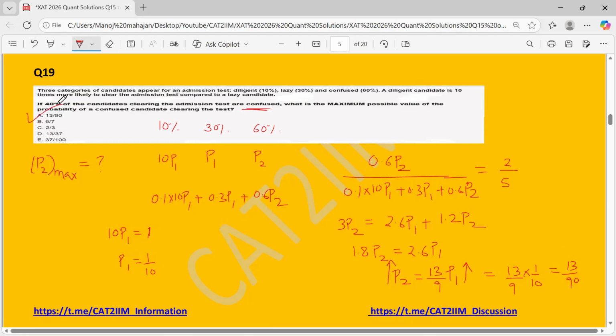I found this a really tough one. If you have done it and you got the same answer, 13 by 90, maybe doing it in a similar way, do let us know, comment in the comment box.